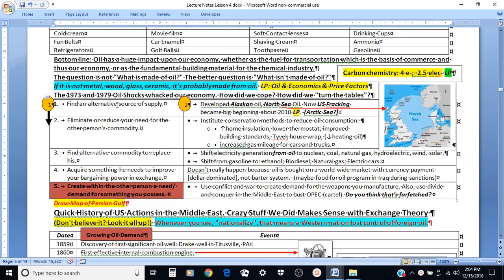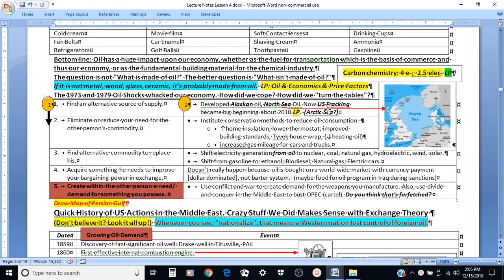So number 1, find an alternative source of supply. Well, this happened in the 1970s. Alaskan oil was developed about the same time. I guess it started actually in the 60s, late 60s. Alaskan and North Sea oil developed. It really got ramped up in the 70s, right? Both of these are being depleted right now, are running out. But now U.S. fracking has kicked in, and this was a huge untapped source of oil, right? Especially in West Texas. There's large oil reserves there.